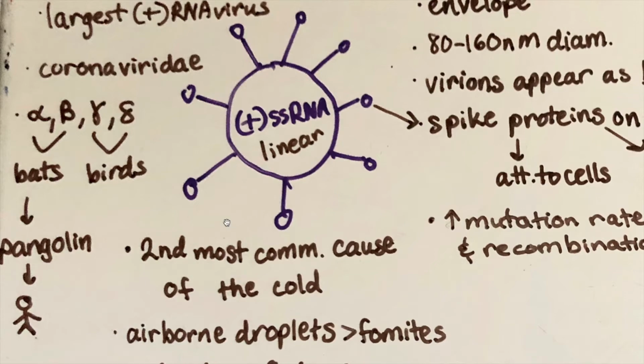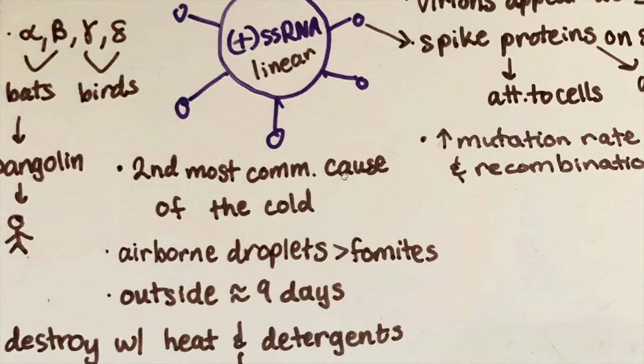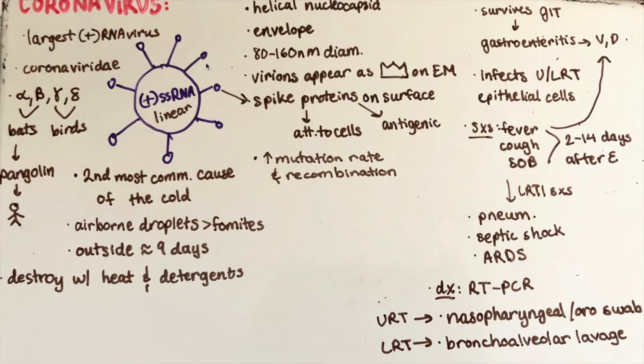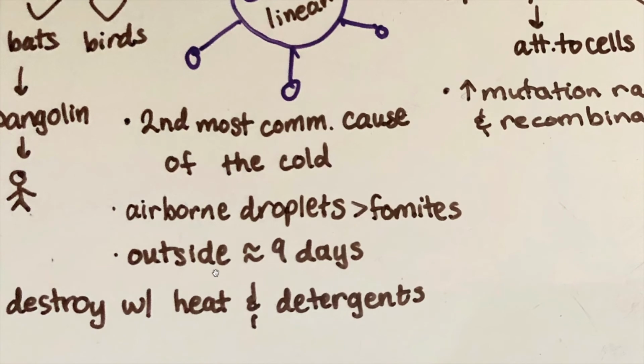Coronavirus, or at least the one that researchers did know about previously, was the second most common cause of the common cold. What still holds true about the coronavirus that we are facing in 2020 is that it's a positive single-stranded RNA virus that's linear and has helical nucleocapsid and envelope. It's 80 to 160 nanometers in diameter, hence making it the largest RNA virus that has positive sense RNA, and that it's spread by mostly airborne droplets, more so than fomites and the fecal-oral route. The coronavirus can last outside for approximately 9 days, and it can be destroyed with heat and detergents.